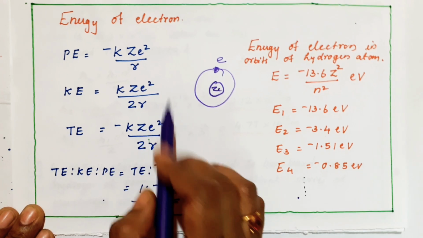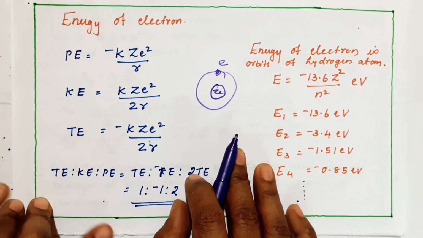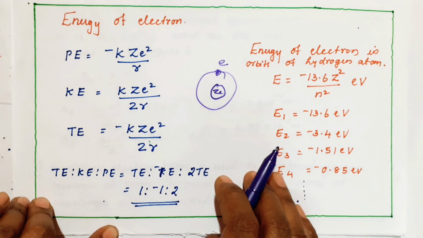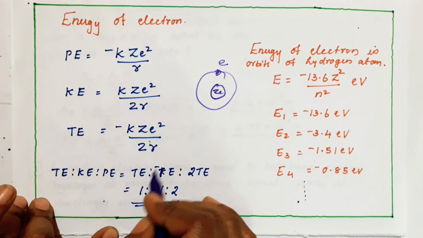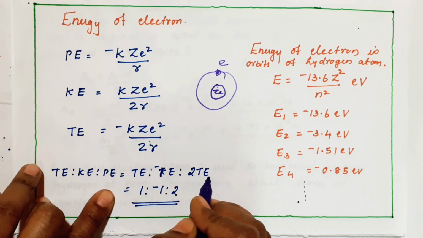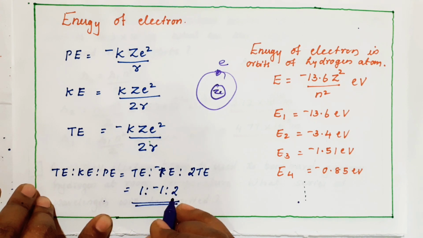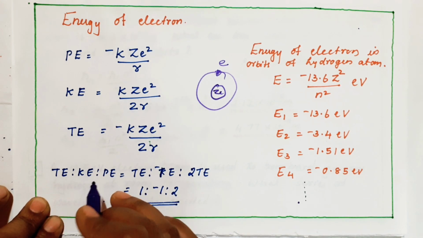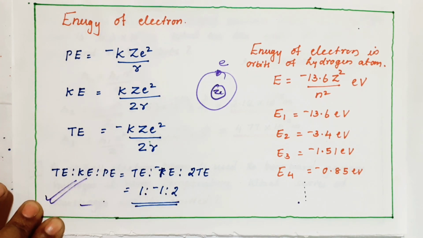By seeing this, we understood kinetic energy and total energy are the same with an opposite sign. But the potential energy is nothing but double the total energy. So total energy to kinetic energy to potential energy: kinetic energy is the negative of total energy, and potential energy is 2 times the total energy. So the ratio of total energy to kinetic energy to potential energy is 1 is to minus 1 is to 2. Very important formula. In many exams they ask this ratio. Clear?